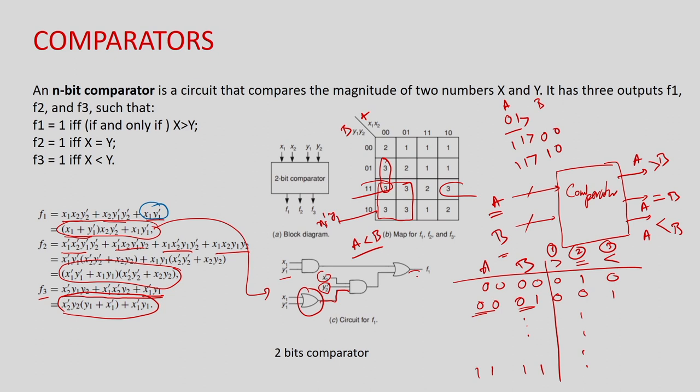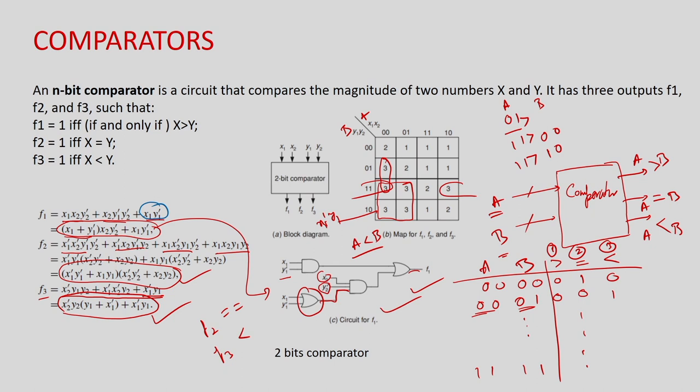So this way, if you know the minimal multi-level expression, you can always construct the corresponding circuit. I suggest you try to construct F2, which corresponds to equal, and F3, which is less than. A similar kind of diagram you can construct from the expression that I obtained here. So this way we can develop a 2-bit comparator.